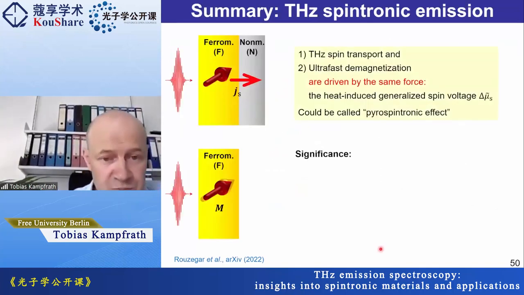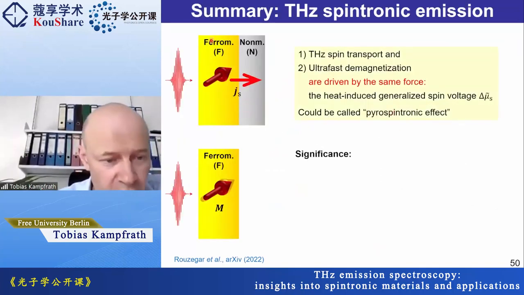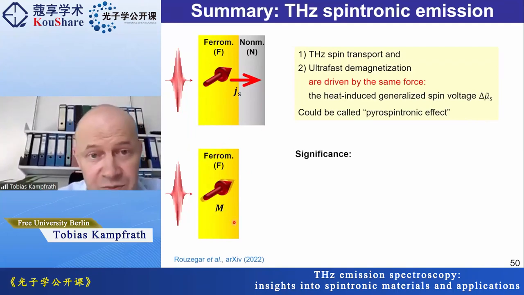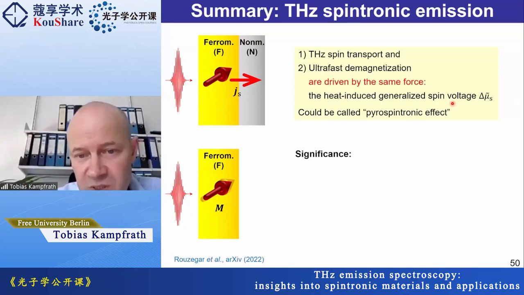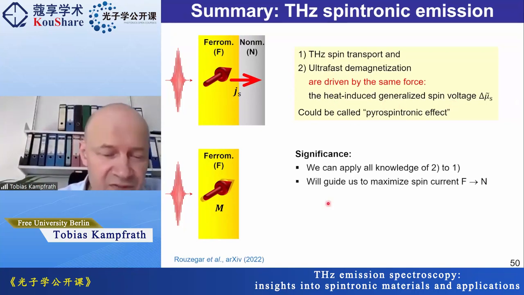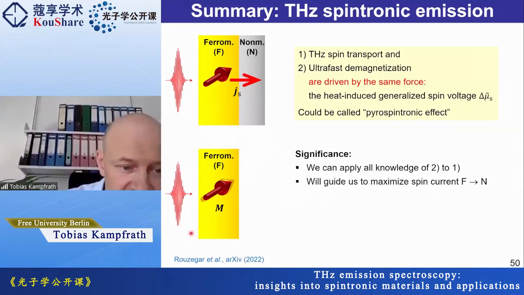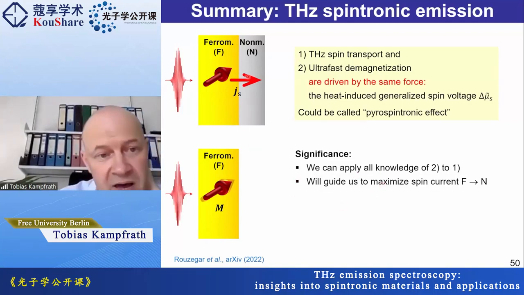Okay, so this brings me to the summary. From the terahertz emission spectroscopy of two-layer samples and single ferromagnetic layers, we can learn that terahertz spin transport and ultra-fast demagnetization are driven by one and the same force, the heat-induced spin voltage. And why is this significant? It's significant because ultra-fast demagnetization is a very old effect. It's 25 years old. There's a lot of knowledge. We can now take all of this knowledge and apply it to spin transport. And this will hopefully also guide us to maximize the spin current to get maximum terahertz emission.